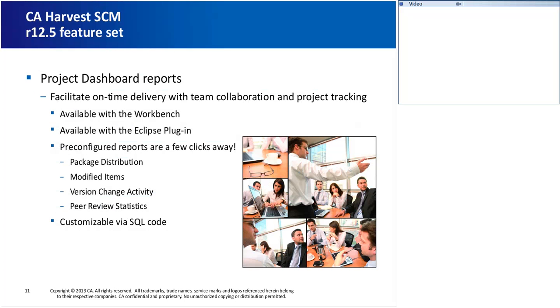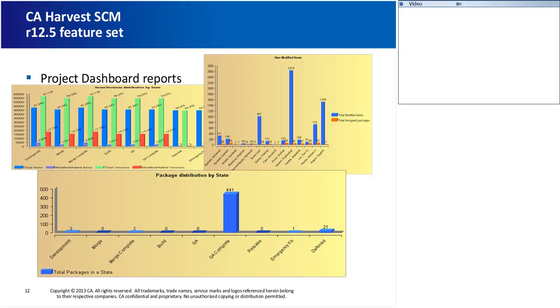Dashboard reports. We have made these available in the Workbench and the plugin. There are pre-configured reports that are just a few clicks away, as we show here. They include package distribution, modified items, version change activity, and peer review statistics. We've also given you the ability to code your own, so you can submit customized SQL and also code your own reports. And I believe Kevin will touch on that as well. This is a sample of the reports. You'll see this in more detail when Kevin takes the reins.